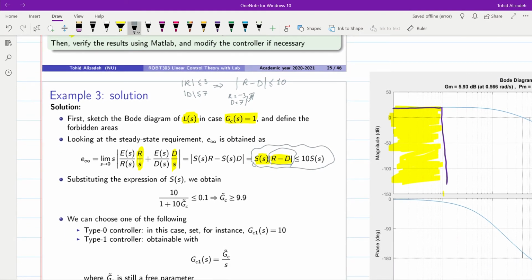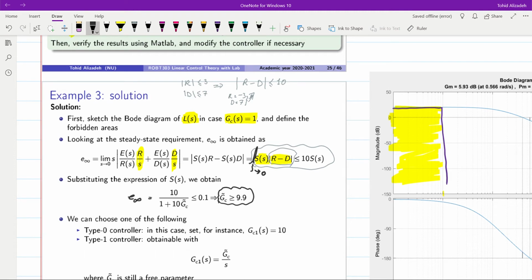And then we can substitute the expression for S of S. And we will get and find the limit as S goes towards 0. We will have steady state error being equal to 10 over 1 plus 10 GC tilde, where GC tilde is the generalized gain of the controller, and it should be smaller than 0.1. And as a result, GC tilde should be bigger than 9.9. If we have this situation, the requirement on the steady state error will be satisfied.